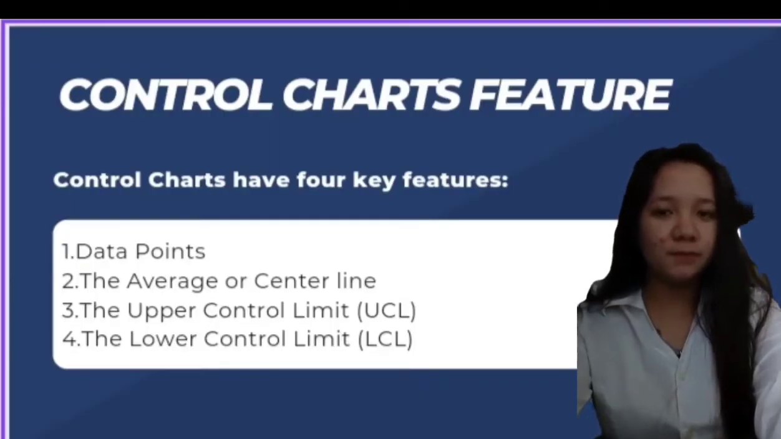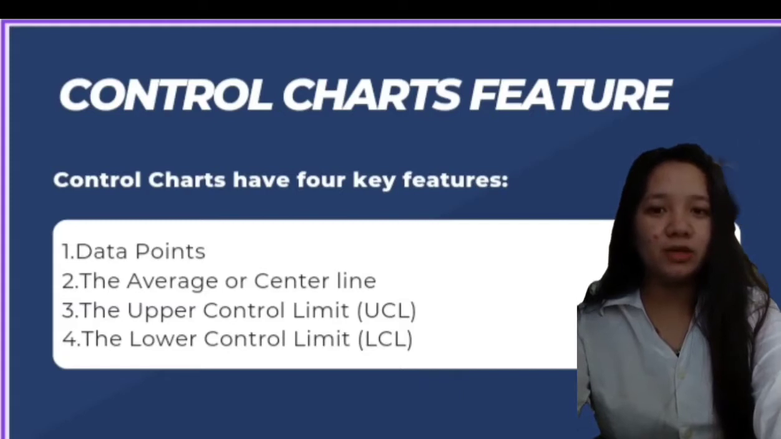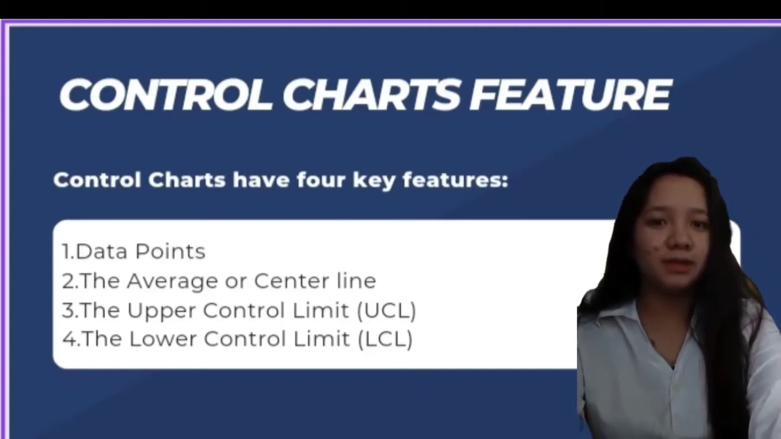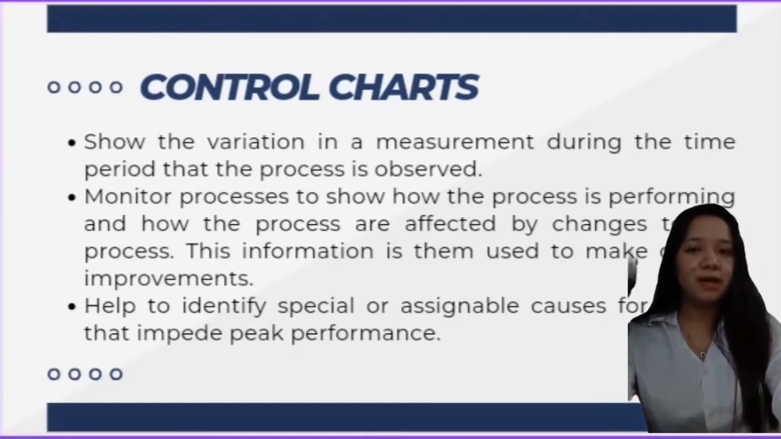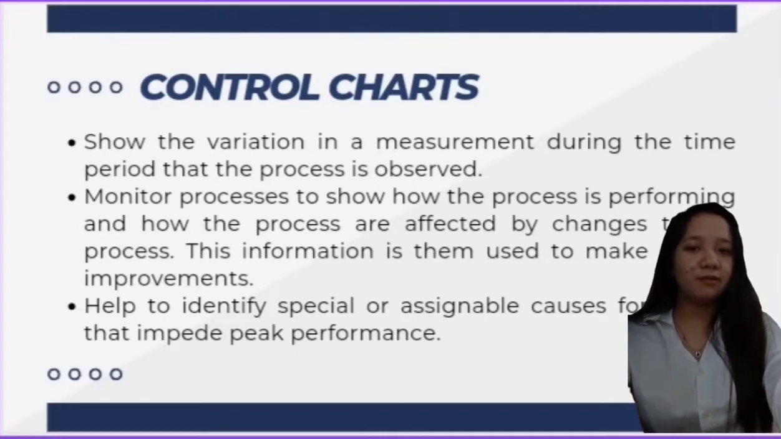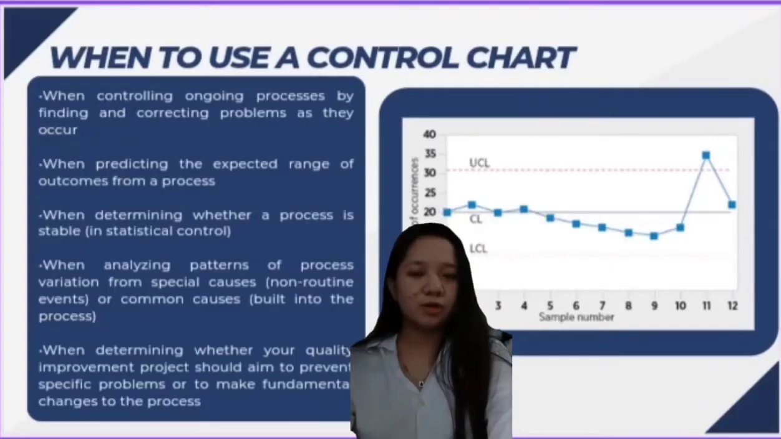Control charts have 4 key features: 1. Data points, 2. The average or center line, 3. The upper control limit, 4. The lower control limit. Control charts show the variation in a measurement during the time period that the process is observed. They monitor processes to show how the process is performing and how the process is affected by changes to the process. This information is then used to make quality improvements and helps to identify special or assignable causes for factors that impede effective performance.